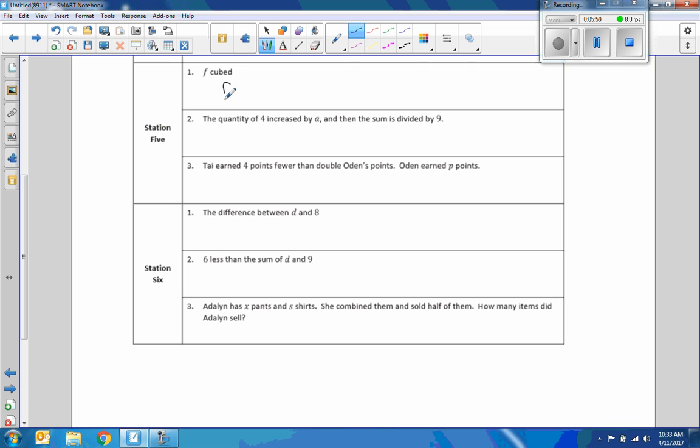Okay? Station 5. F cubed means to the third power. The quantity of 4 increased by A, increased by is plus, 4 plus A, and then the sum is divided by 9. The whole thing is divided by 9. Or 4 plus A, divided by 9.